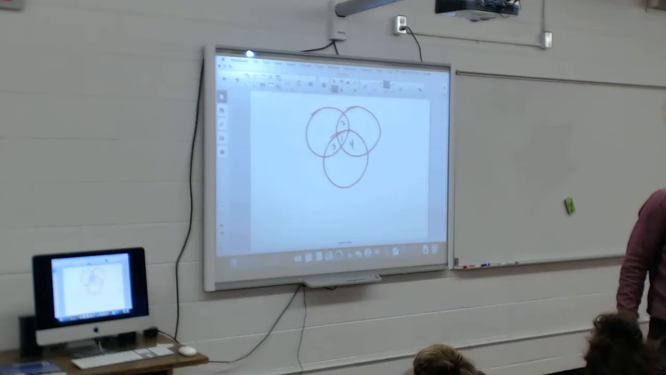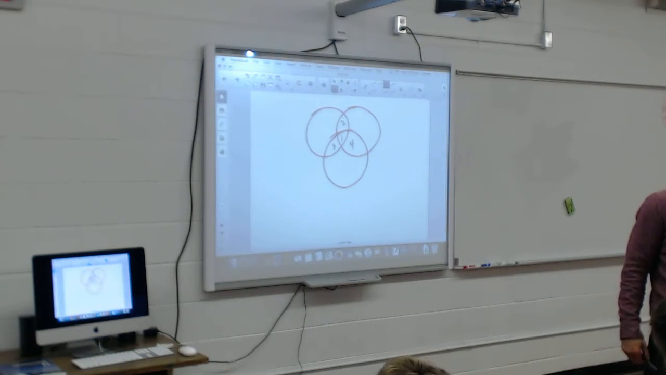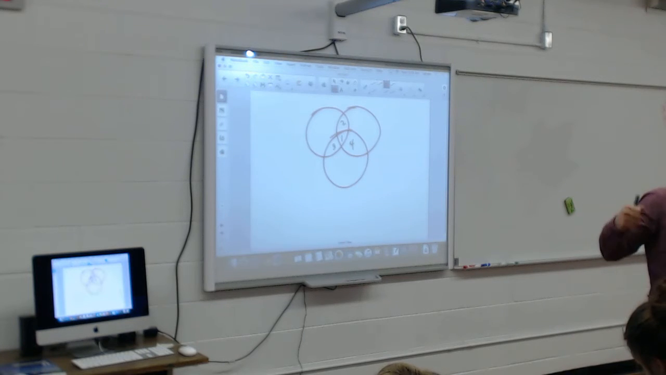So I will leave it as 3.1 and 3.2 today. And if you do get finished, you can look at 3.3. 3.3 is a little bit longer, and it deals with all of this. Okay?